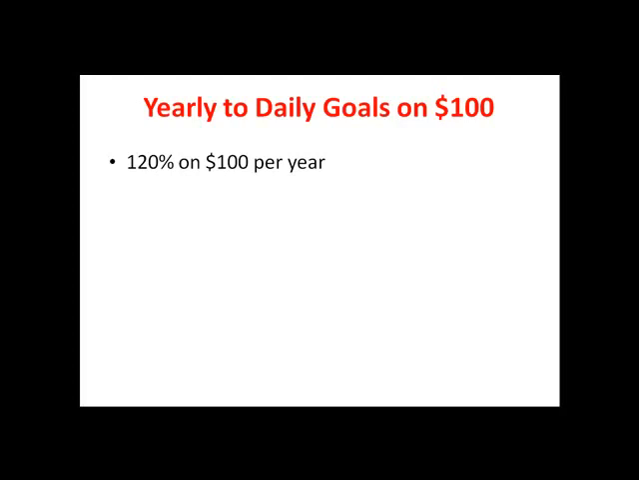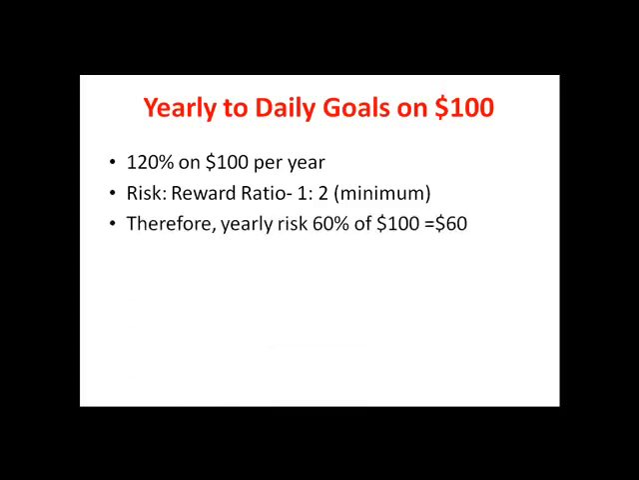It's so easy to achieve this if you follow the plan I'm detailing out here now using this mathematics. Alright, now risk reward ratio will be 1 to 2 minimum, and therefore we're going to be risking 60% of $100 per year. That's about $60. In other words, if the worst comes to worst, you will lose $60 of your $100 in trading in the course of one whole year.